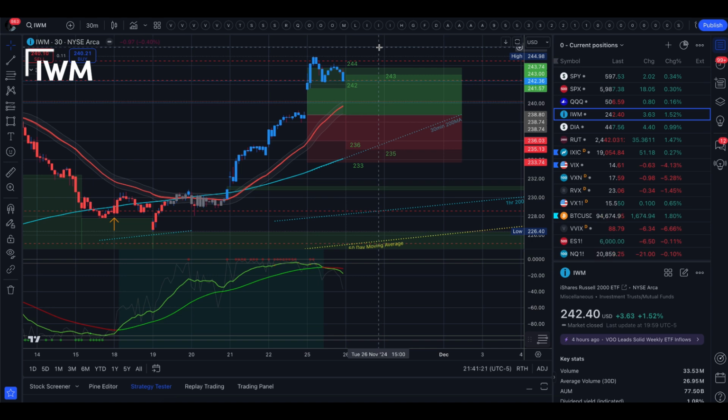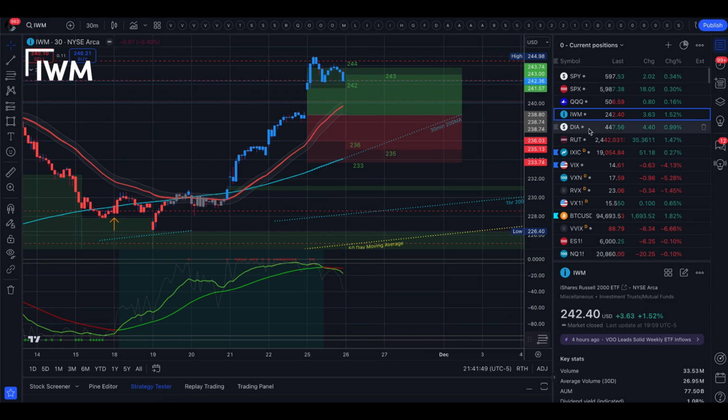So IWM, huge up day today to hit those all-time highs, up 1.52%. VX down 1.45%. And we didn't close within the implied move on the day, but we did close within the implied move on the next day's contract.